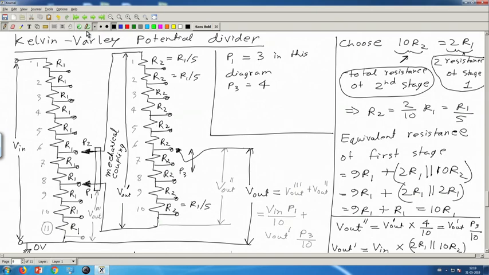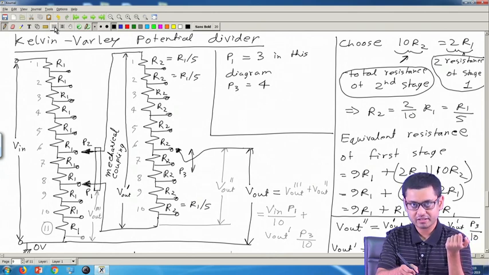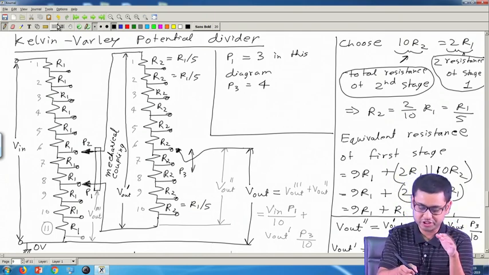So let me draw the circuit, and this will be the end of today's class after I draw this circuit. And I request you, instead of seeing my drawing, try it yourself. You stop the video here. This will be the last thing I will do. But I will request you, try it yourself. If you need any help, continue with the video.